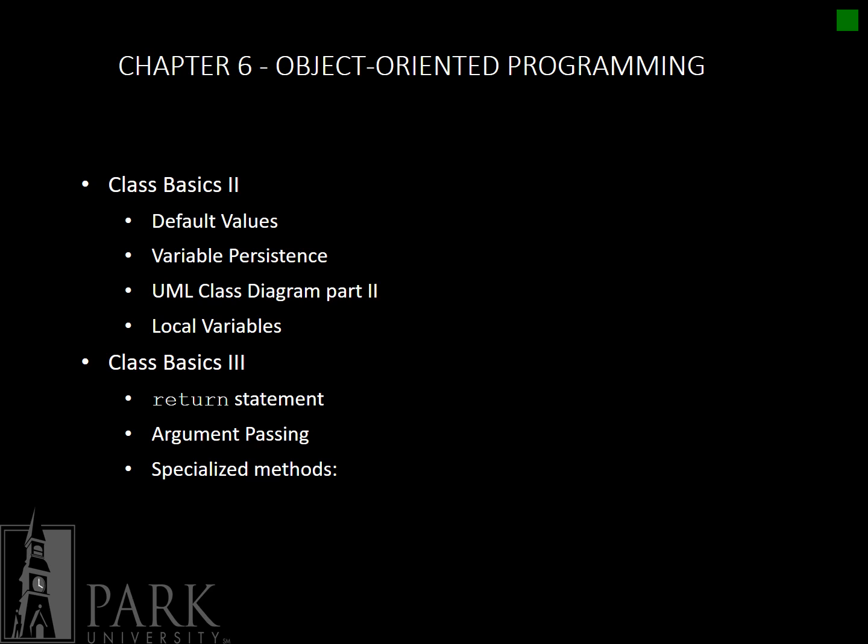We talked about variable persistence and how things will last as long as the object that created them lasts. And then we got into a little bit more detail about UML class diagrams. Again, we are only talking about class diagrams here. Know that there's a lot more diagrams out there that UML uses to help define a software architecture. And then we talked about local variables, and again, the difference between local variables and instance variables. And then finally, we got into how to use the return statement to make sure that you are returning something back to the object that called it.